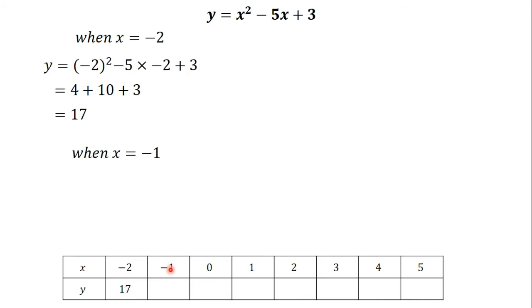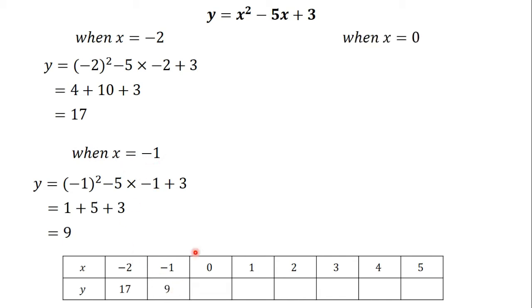The next x value is minus 1. So you find y when x is equal to minus 1. Once again, don't forget to put the negative number in a bracket when you are squaring it. So y is equal to (minus 1) squared minus 5 times minus 1 plus 3. This will give us 1 plus 5 plus 3, which is 9. So when x is equal to minus 1, y is equal to 9.